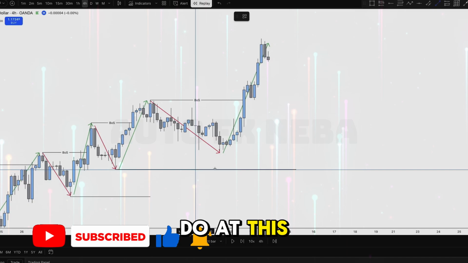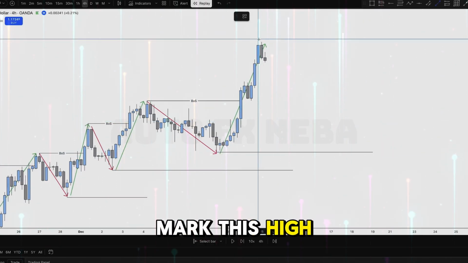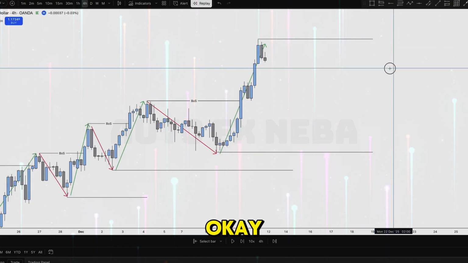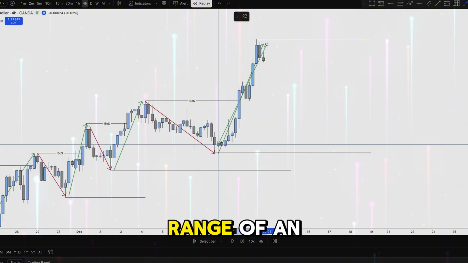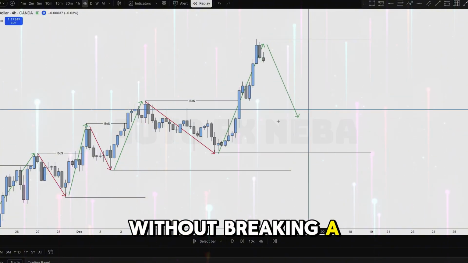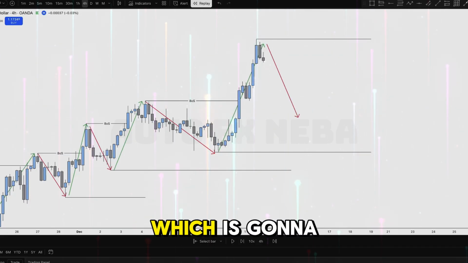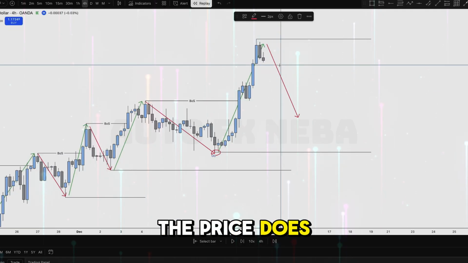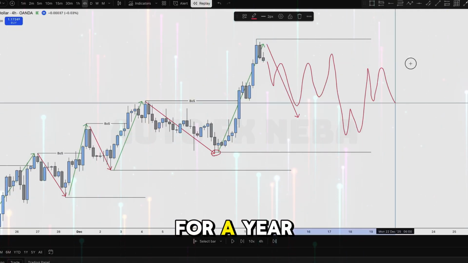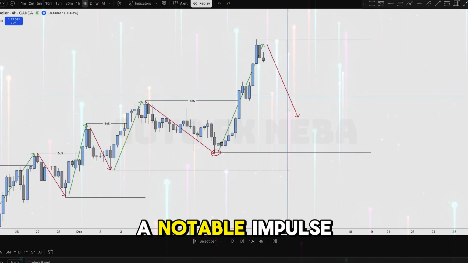So what we would do at this point for a real-time trading opportunity is mark this low, and we would mark this high, because this is our impulsive move. Okay. As we know, corrective moves are going to take place inside of the range of an impulsive move without breaking a notable high or low. So anywhere above the low that we've just marked on, which is going to be this low just here, anywhere above there, regardless of what the price does, if it wants to do this for a year, it doesn't matter, it is just a corrective move. It is not a notable impulse.